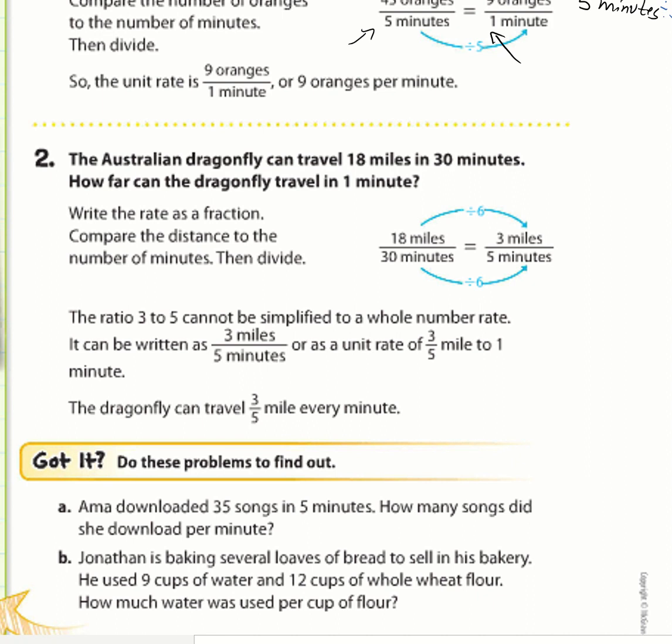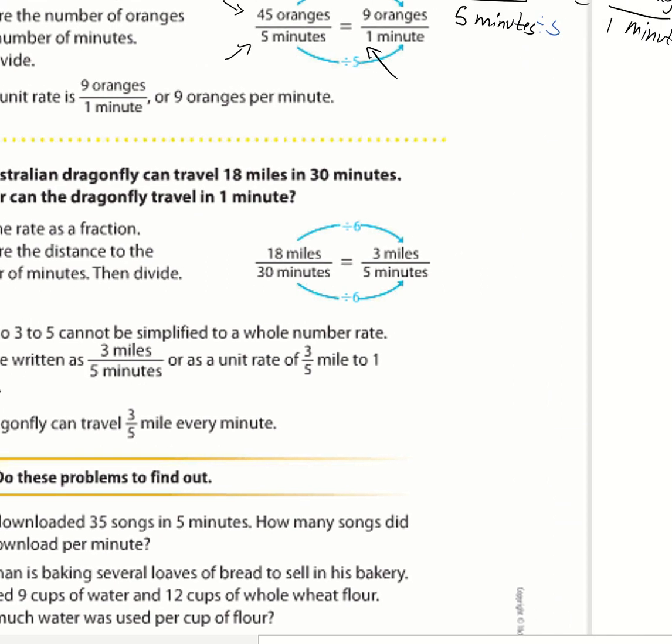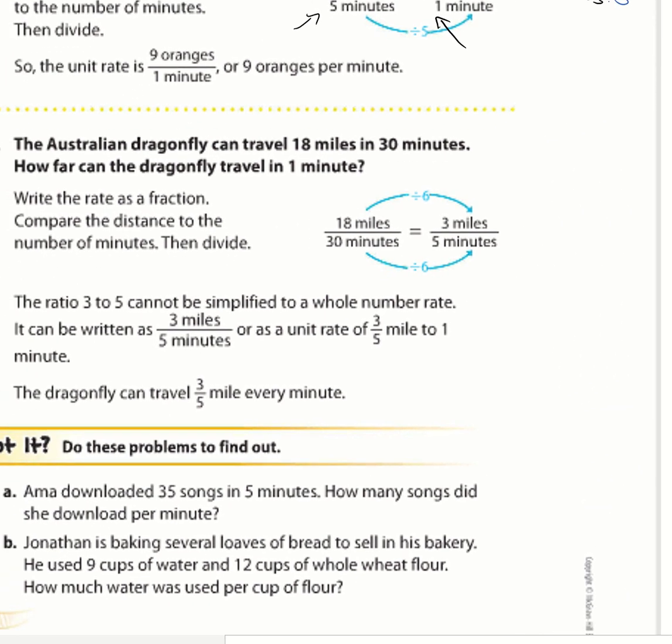It says the Australian dragonfly can travel 18 miles in 30 minutes. How far can the dragonfly travel in 1 minute? Write the rate as a fraction. Compare the distance to the number of minutes, then divide. So we have a ratio 18 miles for every 30 minutes.